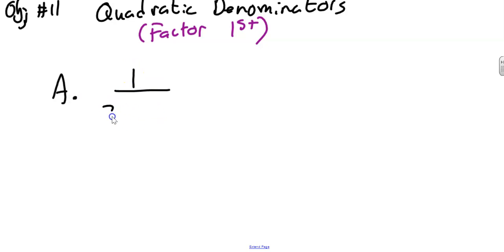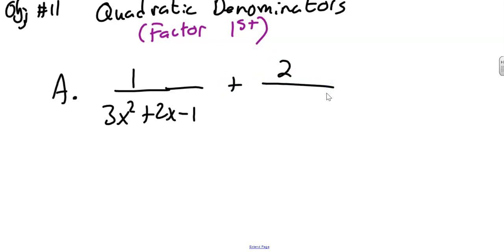So 1 over 3x squared plus 2x minus 1 plus 2 over 3x squared minus 10x plus 3. Okay, a little bit of good news, bad news.